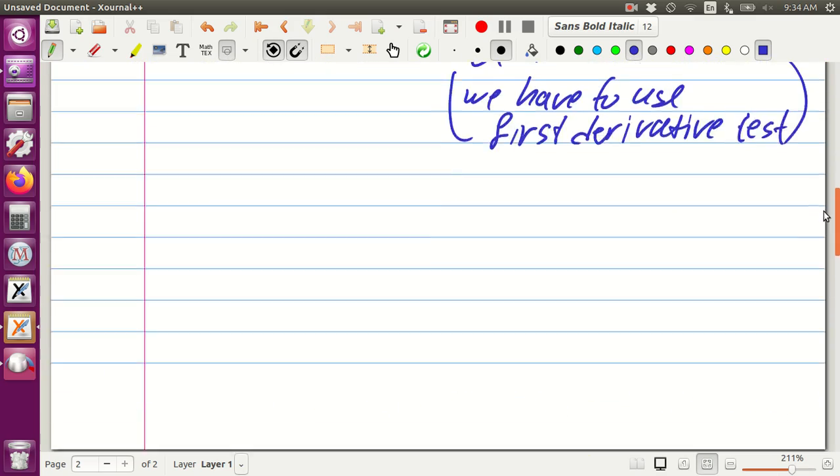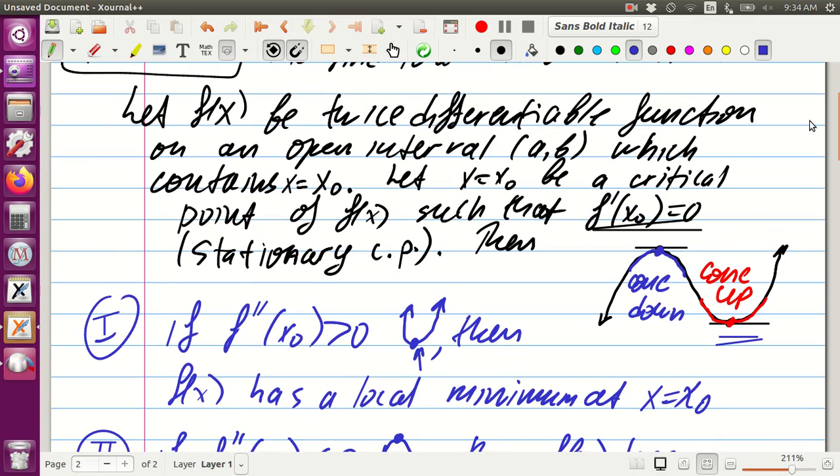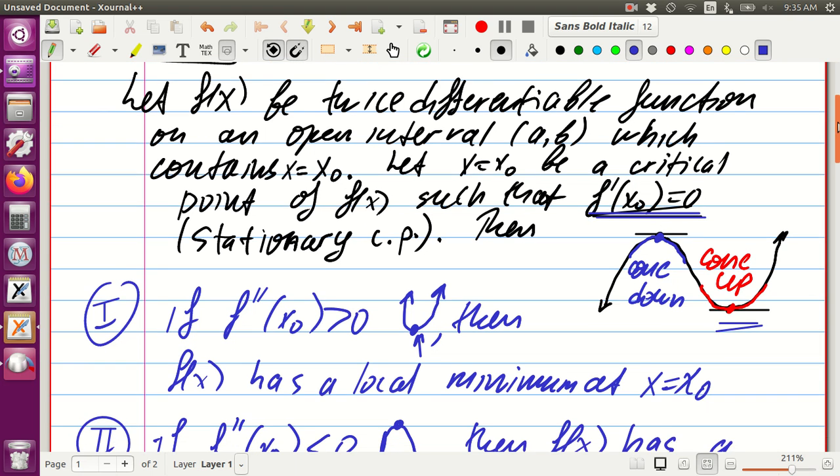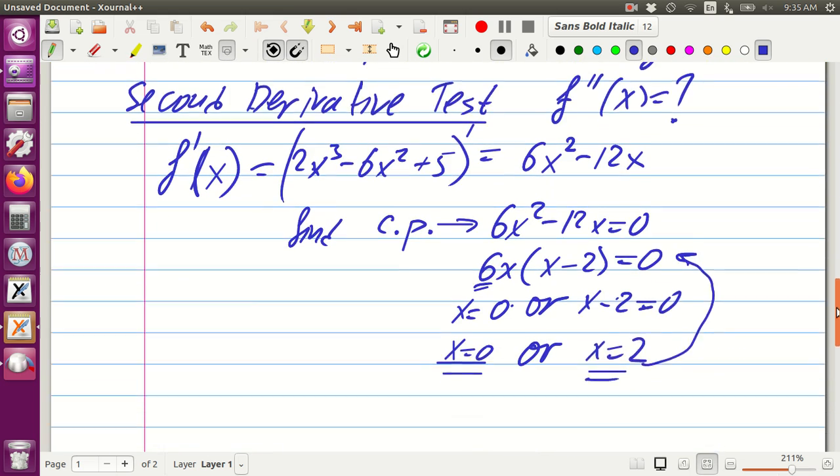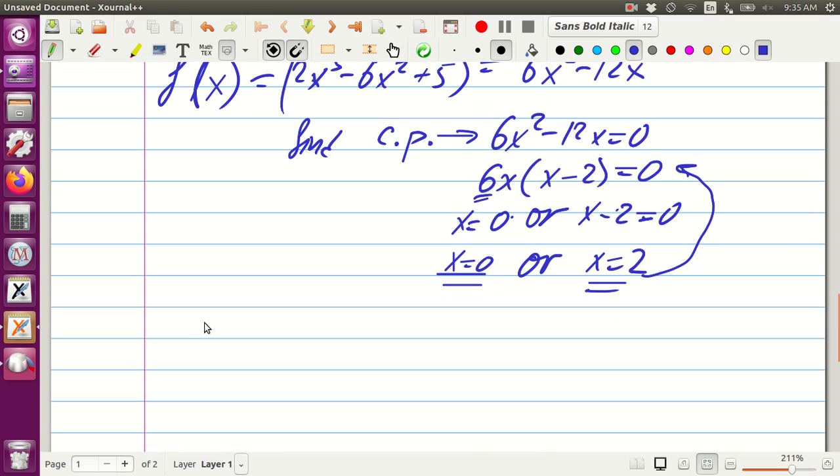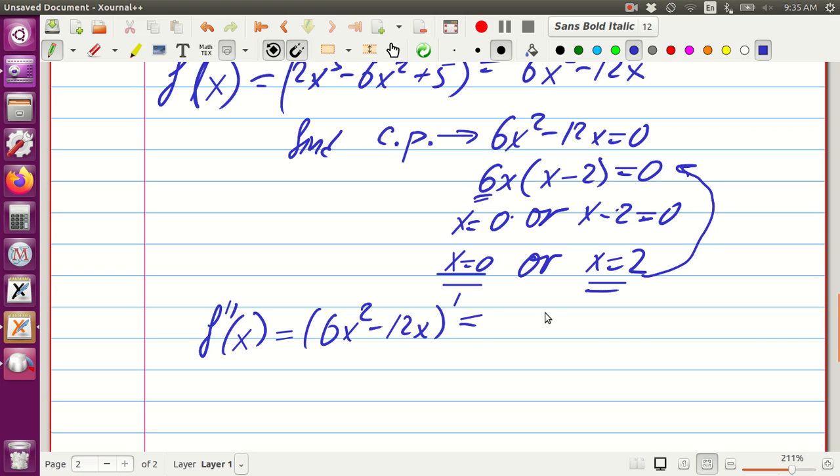Just to remind you, if you go back to the theorem, it says that the first derivative at the critical point has to be equal to 0. If the first derivative at the critical point is undefined, we cannot use the second derivative test. All right, so we reviewed this. So now we calculate the second derivative. So we get the derivative of 6x squared minus 12x. All right, so we get 6 times 2, which is 12x minus 12. And this is our second derivative.